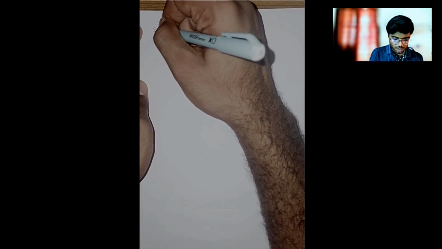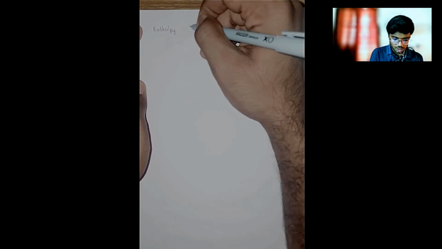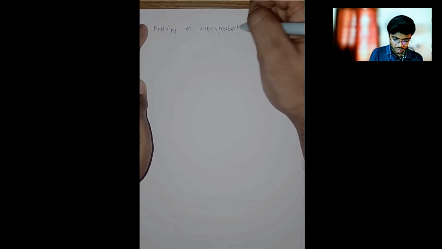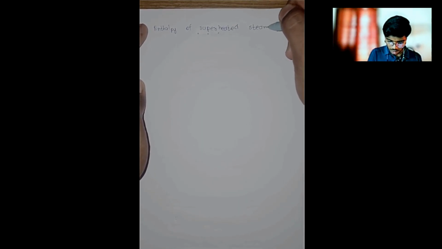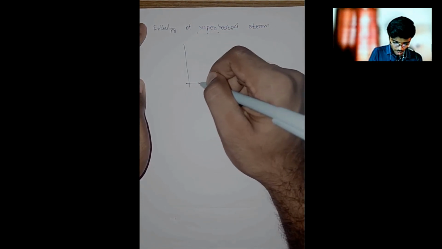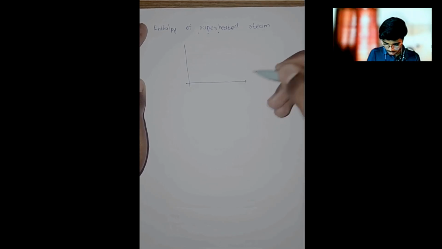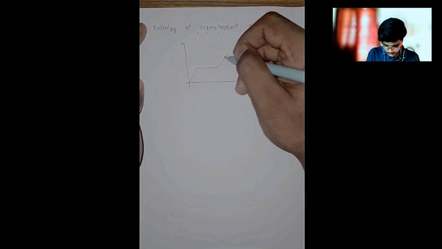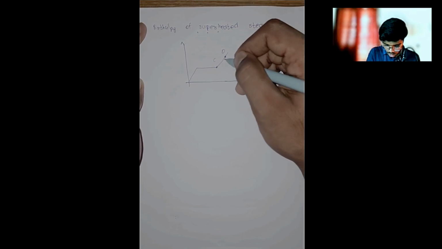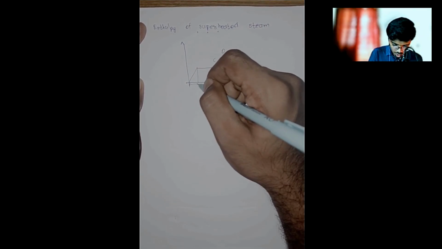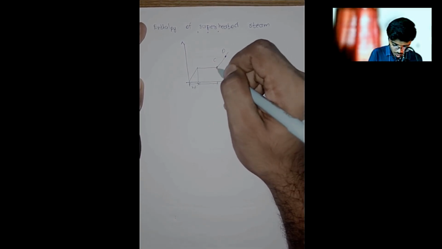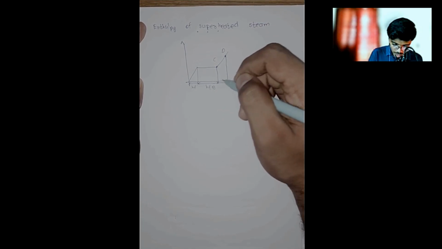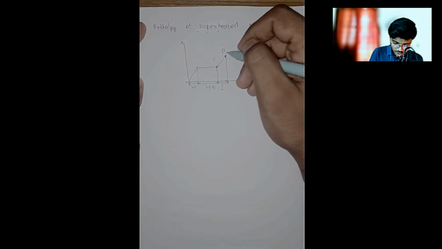The enthalpy of superheated steam. I drew a graph once again. Okay, now this is the point B. This is HF, HFG, and now we'll have to calculate this energy given till point D.